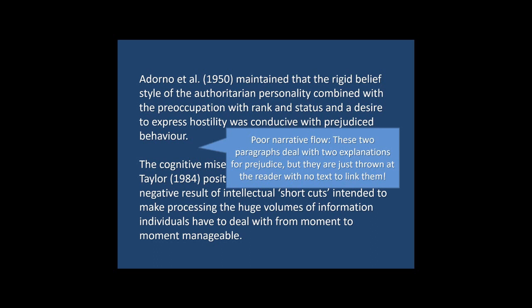Having looked at this particular extract of the main body of an essay, I hope it's clear to you that the problem here is a lack of narrative flow or continuity between the 2 paragraphs that appear on the screen. Each of these paragraphs is dealing with a different theoretical account of prejudice, but they've just been presented to the reader as disparate chunks of information. There's nothing here to link them or to move the narrative forward in any way.